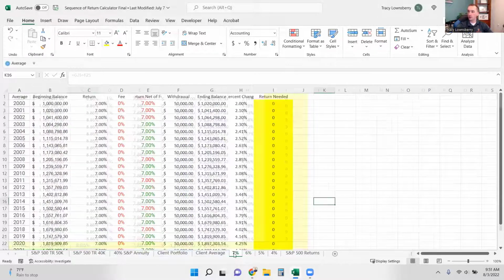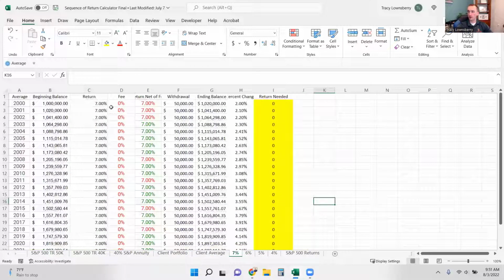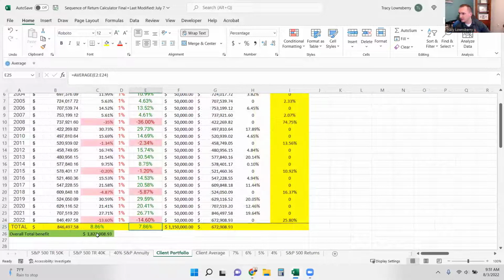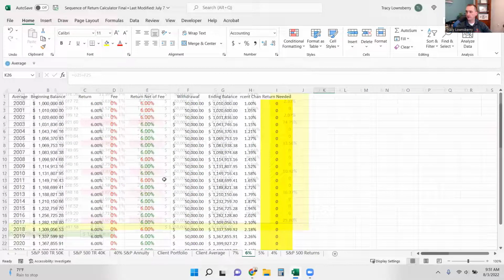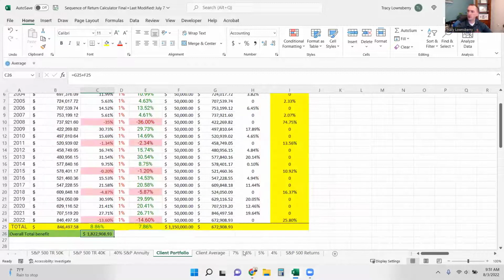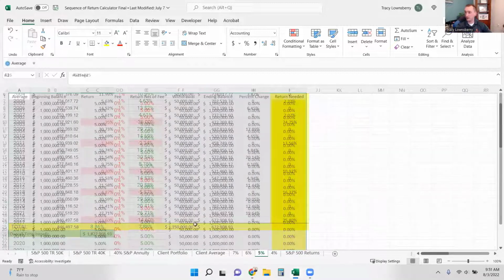And then you show them, well, what if you only got a 7% average? So I just remove the fee and just look at 7. Wow. So that's a lot of money. That's still way more, right? How about a 6%? Still way more. 2.6 million compared to 1.8 million. How about 5%?